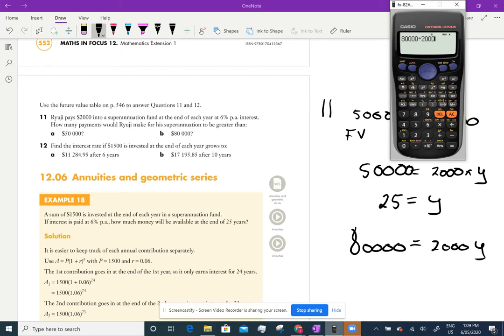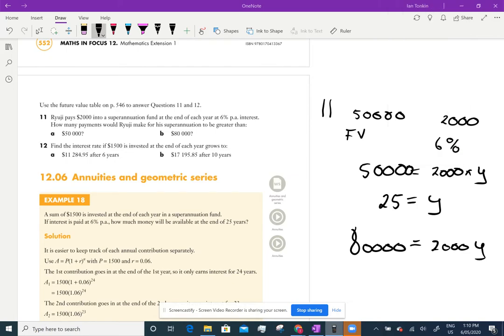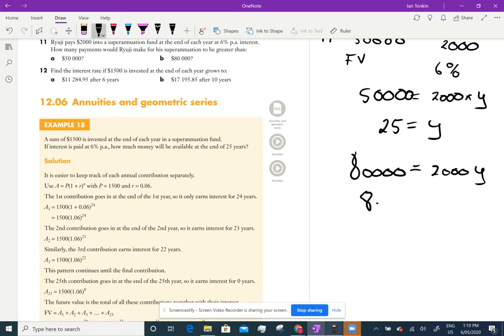So I'm going down the 6% column and I'm looking for 40. I'm getting 22. They got 21, which will just not get there. It'll just not get there at 21 because it's 39.9. So 80,000 divided by 2,000 is 40, and the closest number is 39.